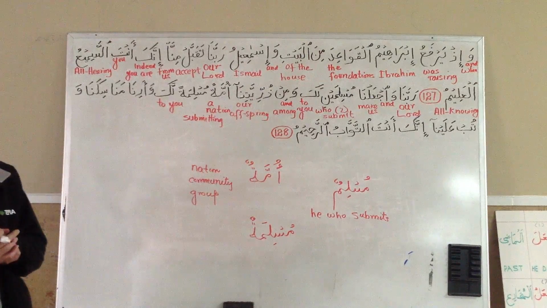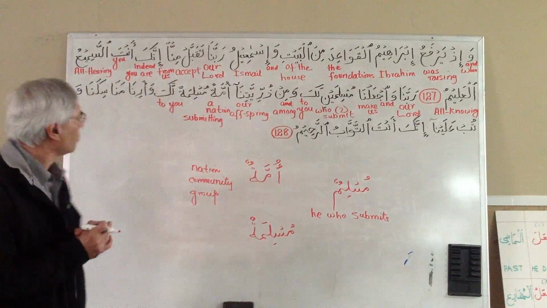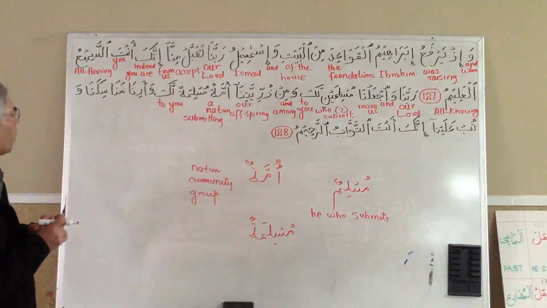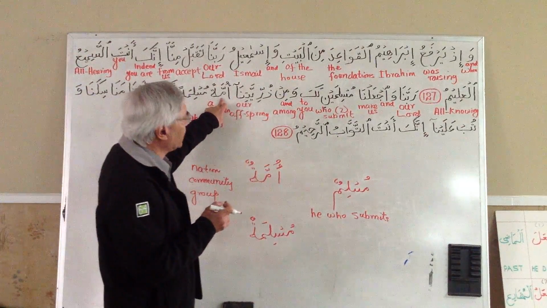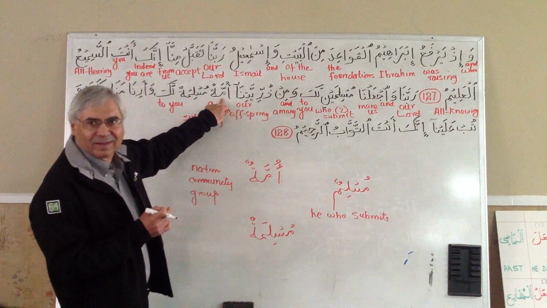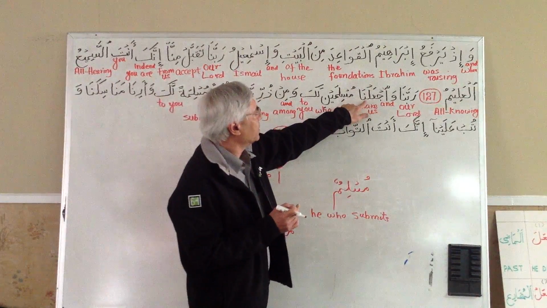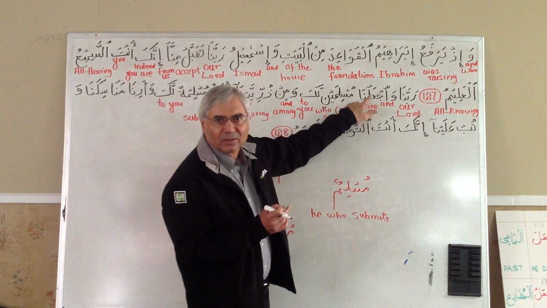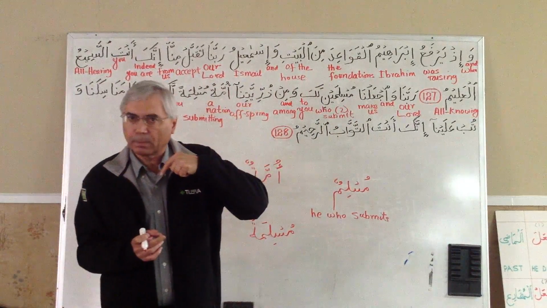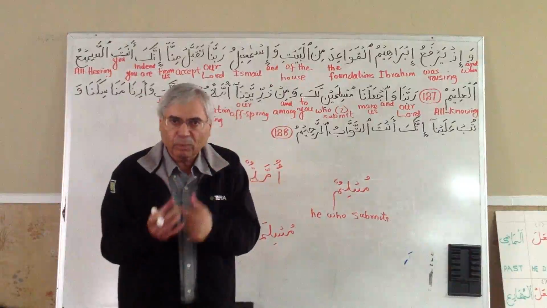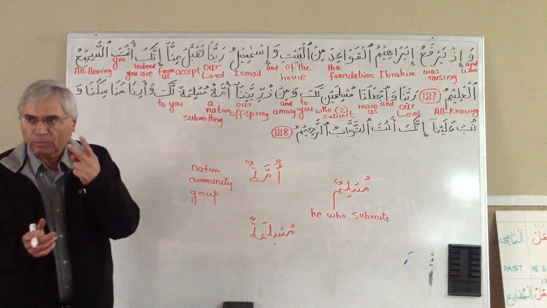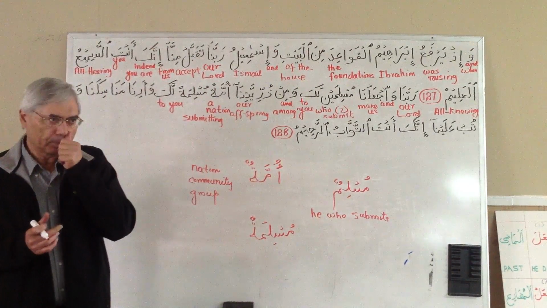Why did it become a double fatha and become nasb? This has to be a maf'ul of something, and this is the verb here. A word that comes after a verb is a maf'ul. Maf'ul changes to fatha from dhamma.